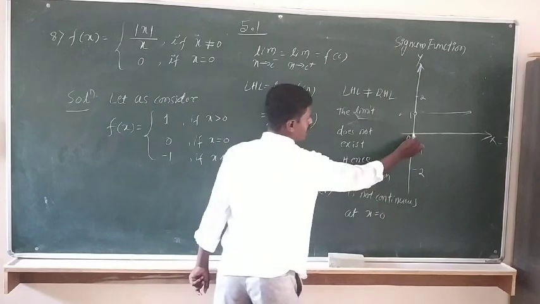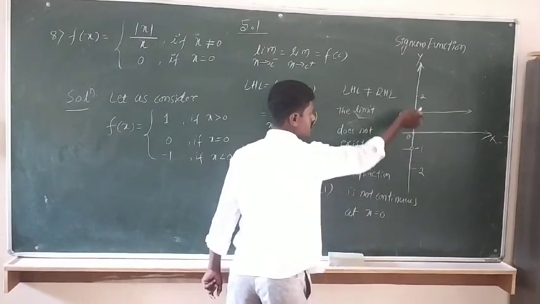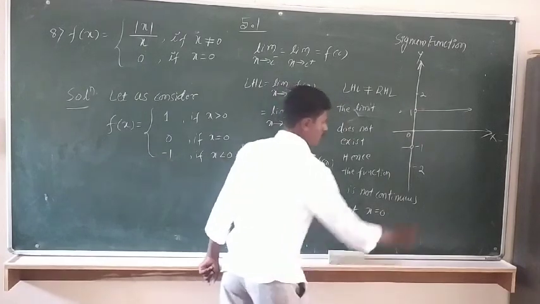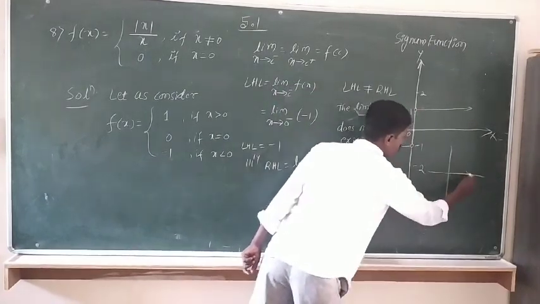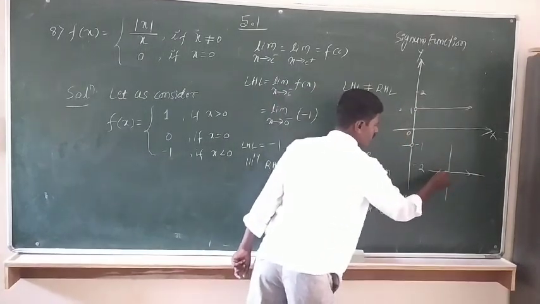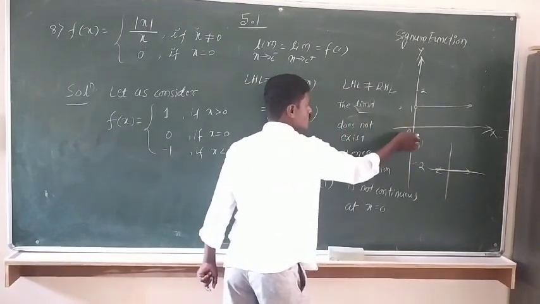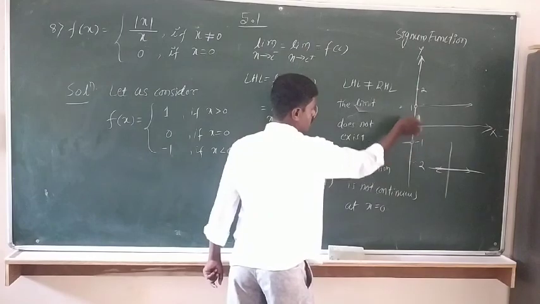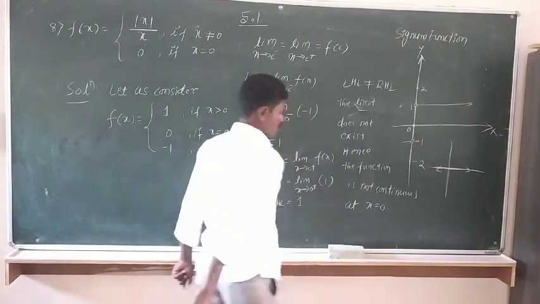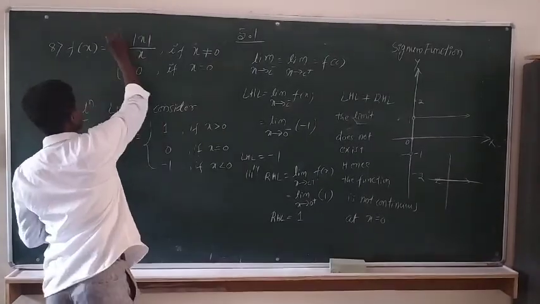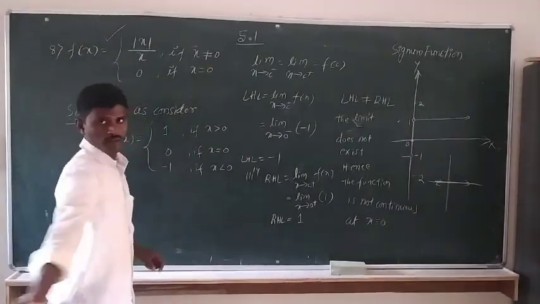At exactly x equals 0, the function is discontinuous because there is a huge gap between this and this. If it were joined like this, we would say it is continuous. But here there is a huge gap between minus 1 and plus 1. Exactly at x equals 0, the function is discontinuous. Hence, this is a discontinuous function.